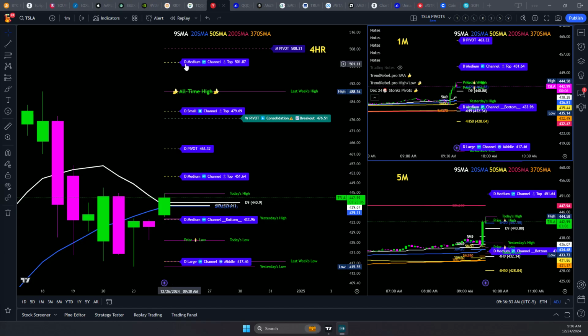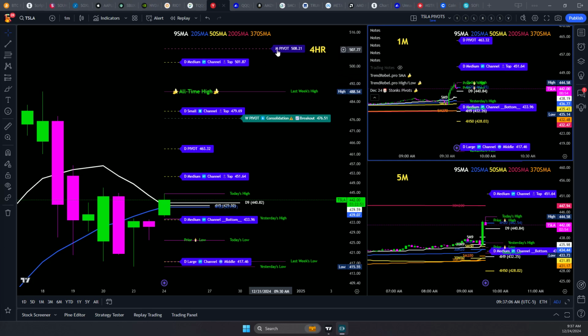So all of these blue ones down here, you see they say D. D is for daily. That means it is a daily pivot. The W's are for weeklies. That's a weekly pivot. And M is for monthly. It's a monthly pivot. They're also different colors. We separate them due to importance.